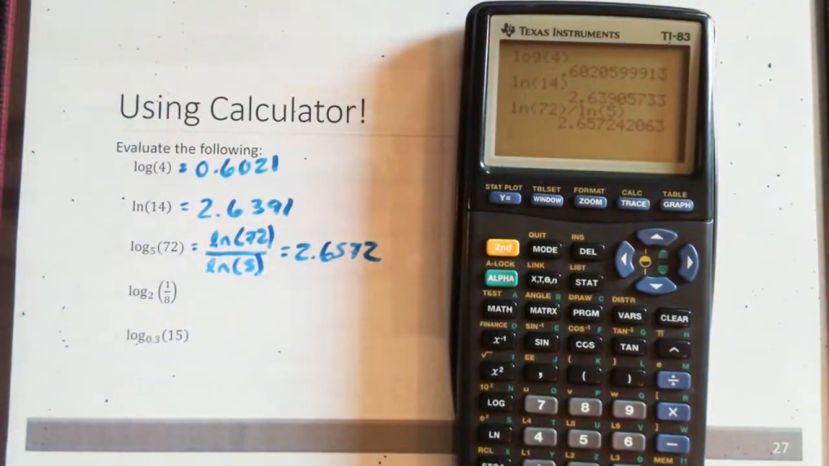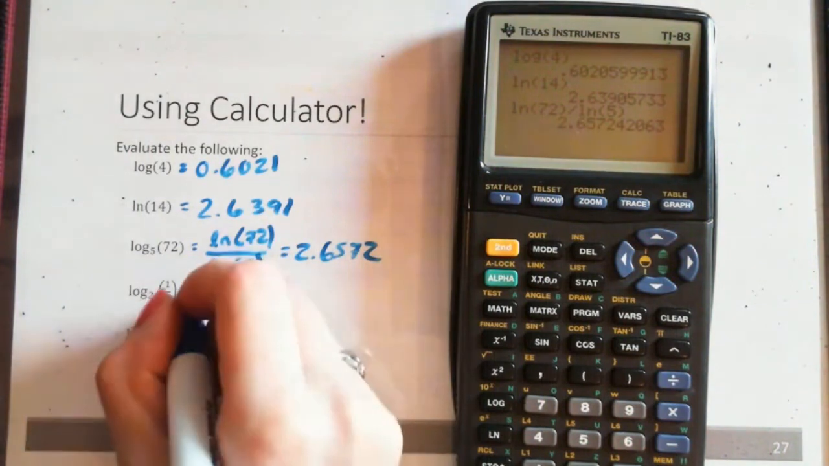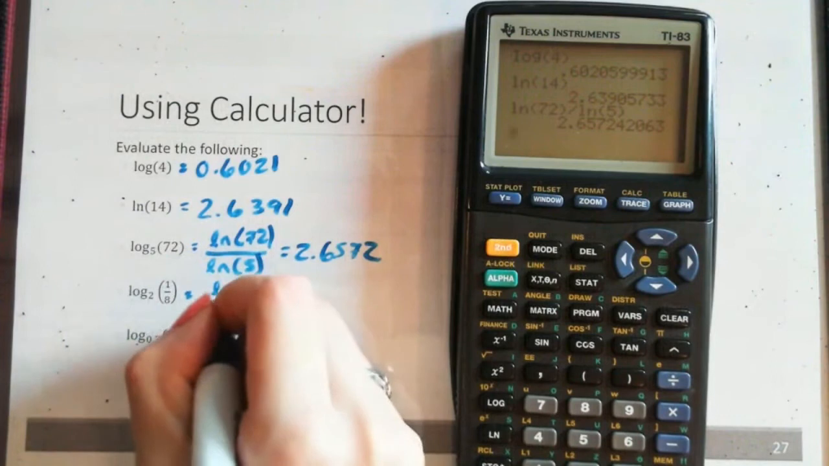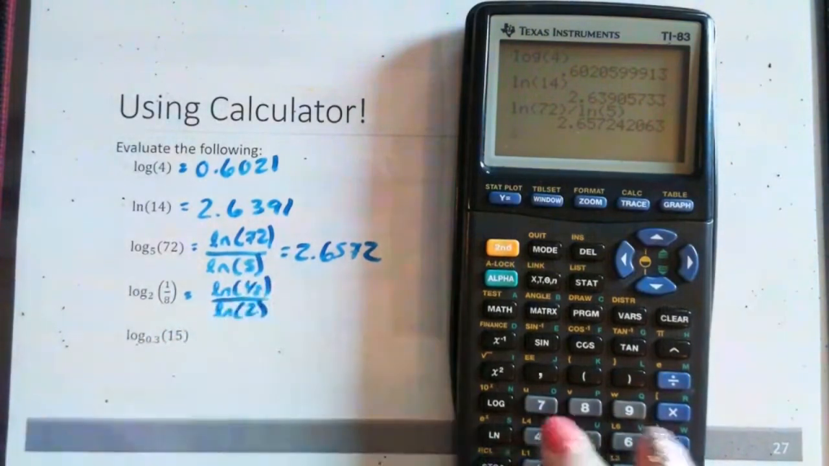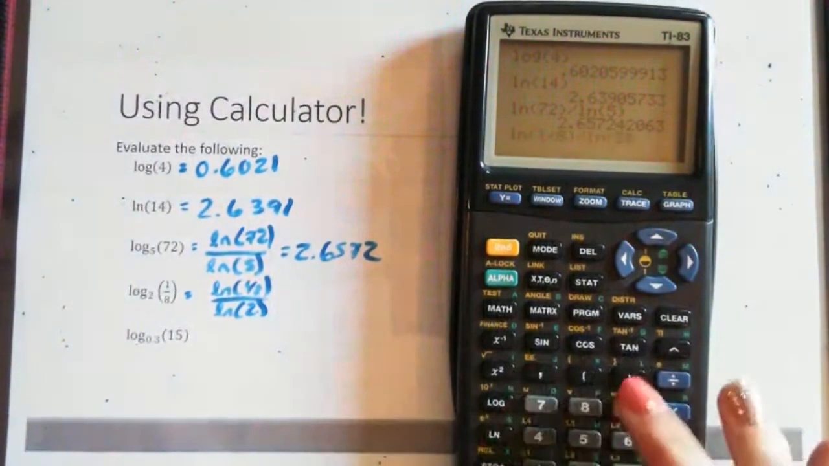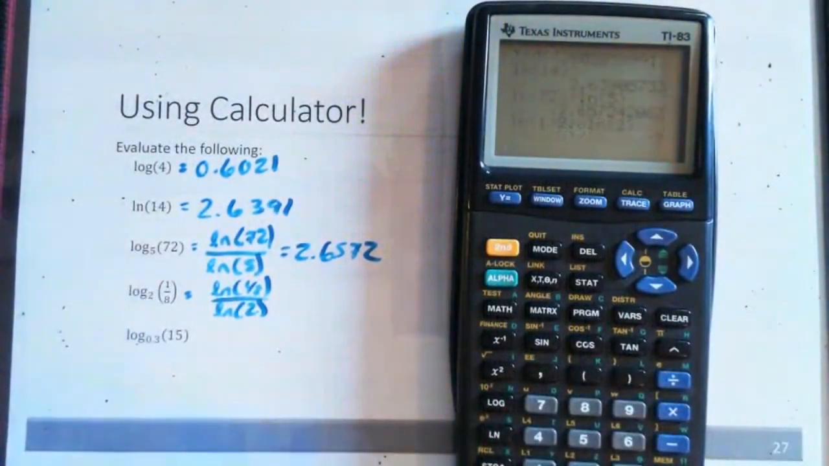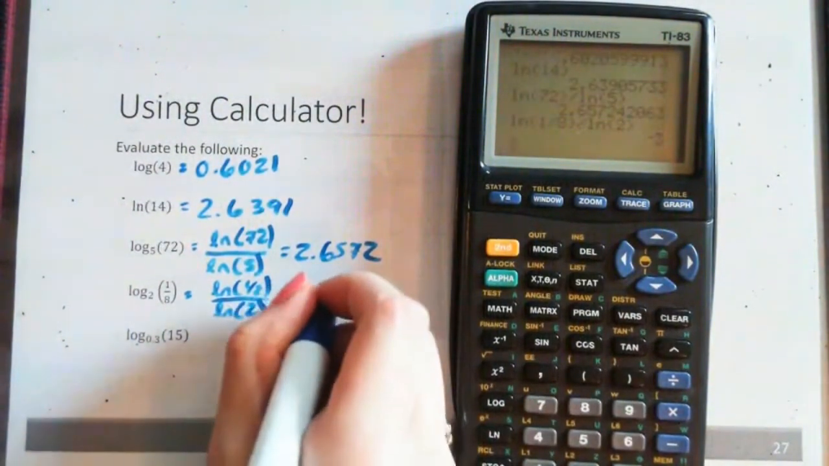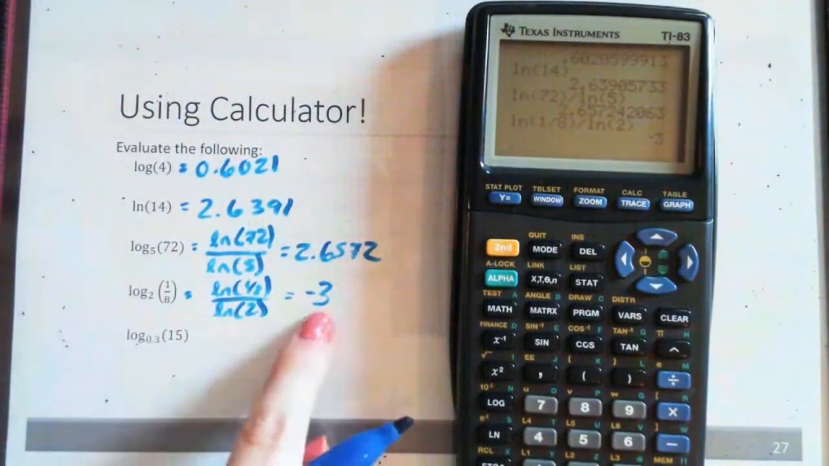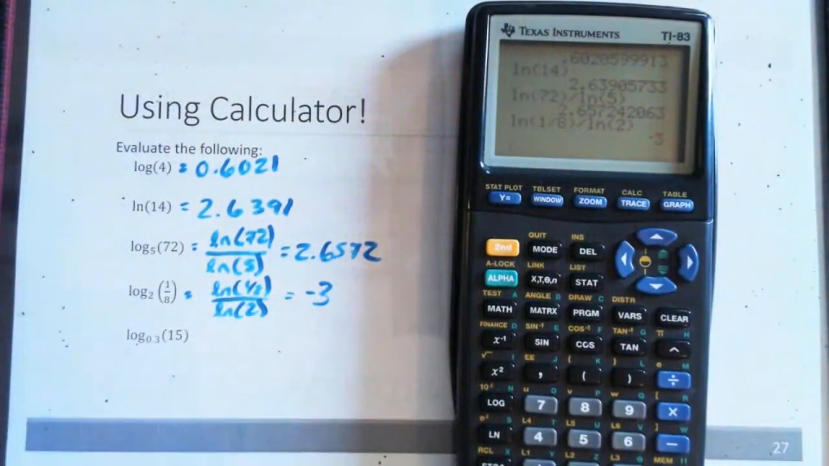For the log base 2 of 1/8, I can type that in as the natural log of 1/8 divided by the natural log of 2. The natural log of 1/8 divided by the natural log of 2 is equal to -3. And hopefully that makes sense because 2 to the -3 power is equal to 1/8.